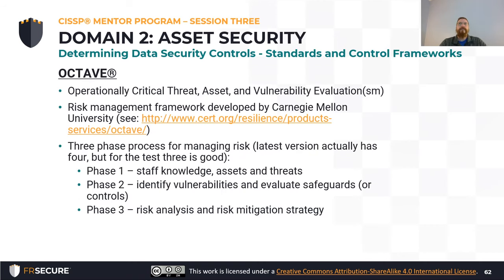All right, Octave. This was developed by Carnegie Mellon. Really what this is supposed to be is how do you manage risk? So OCTAVE stands for Operationally Critical Threat, Asset and Vulnerability Evaluation. So how are you managing your risk? Three phases. One, what's our staff's knowledge? What are our assets? And what are our threats? Document those things. Now, once you've done that, we're going to identify any vulnerabilities and evaluate our controls, safeguards.